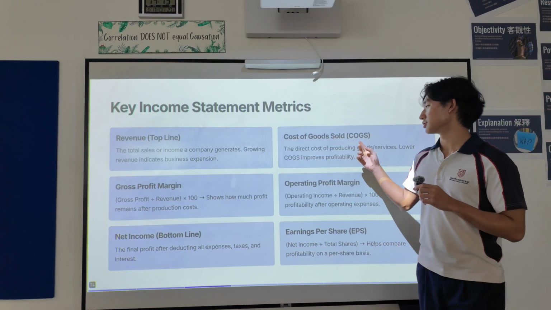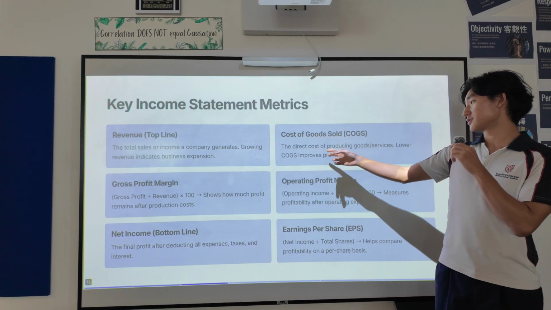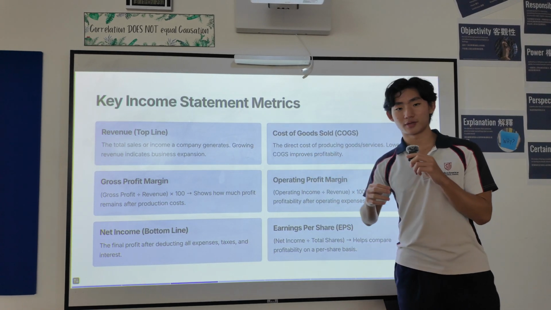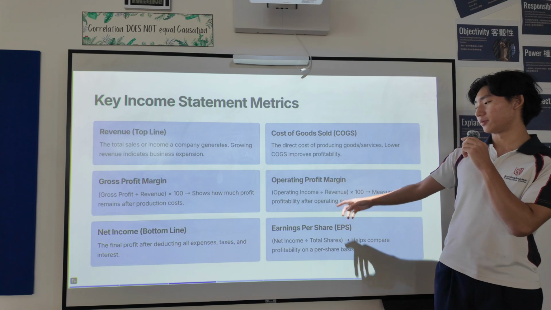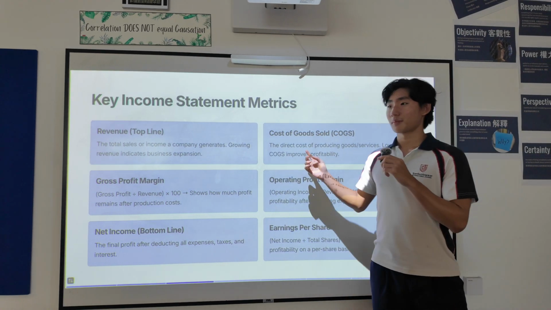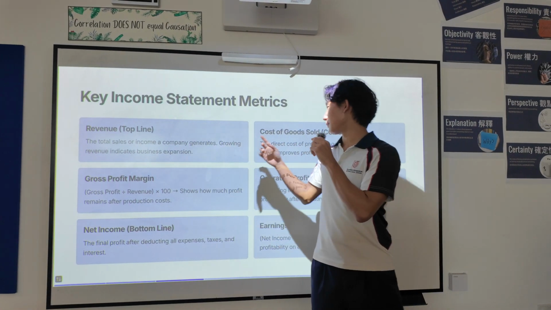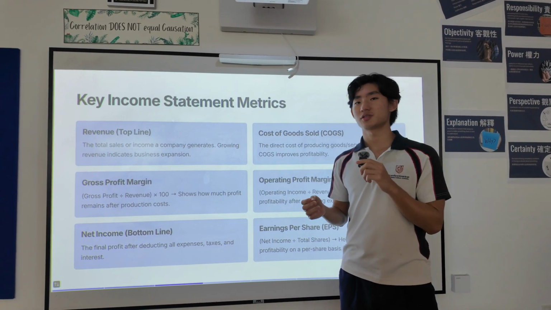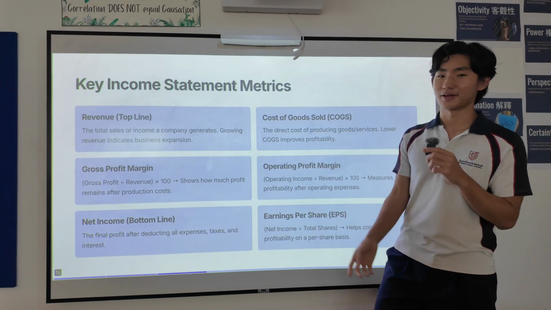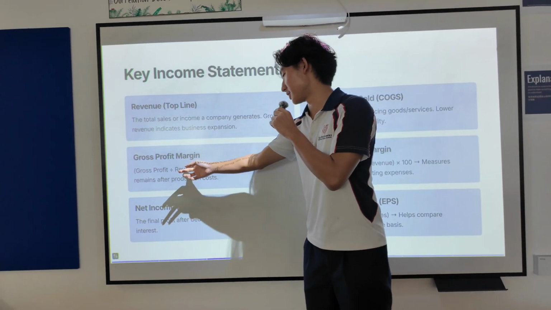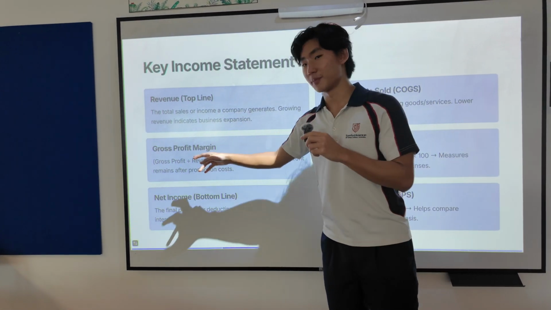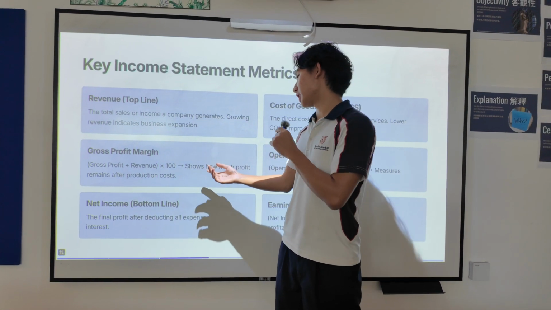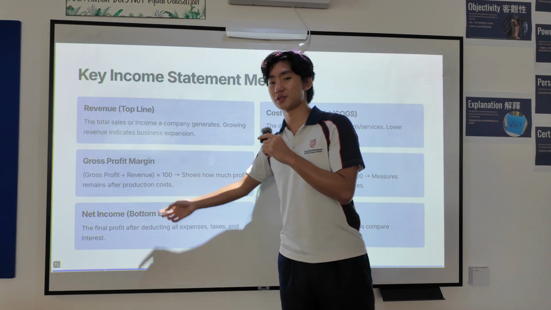Next is cost of goods sold. Now, this is the direct cost of producing goods and services. Lower cost of goods improves profitability, like we'll show later in the profitability ratios. Basically, you take revenue, you minus cost of goods sold, and you get gross profit, which is what it implies. Gross profit margin, it says here, is gross profit divided by revenue times 100. It's a rate, so it shows how much profit remains after production costs.